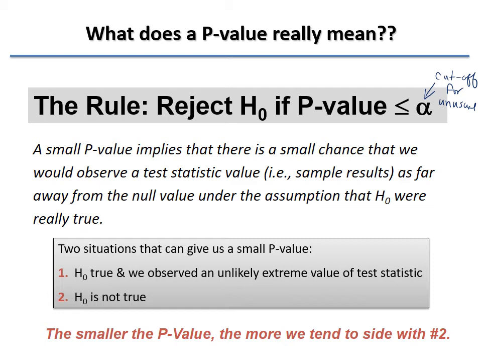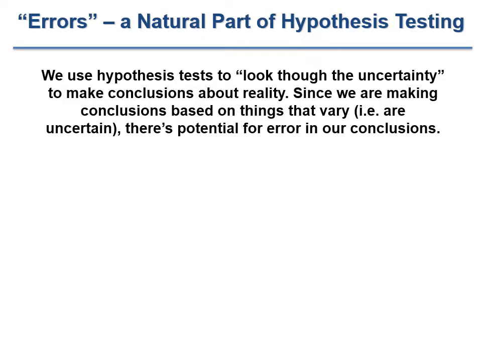Now, just like confidence intervals, we can't see what's going on. We can't see the actual truth. So what we're doing with the hypothesis test is trying to make a decision about whether or not we should reject the null hypothesis based on the information we can see in our sample, but that doesn't represent the truth necessarily.